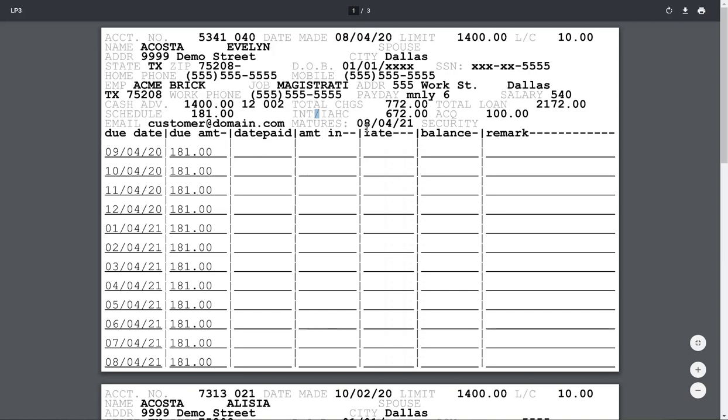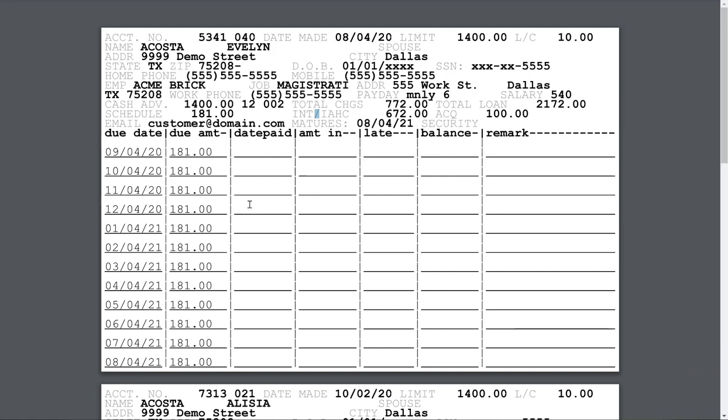So the loan matures. The last payment on the loan should be 8/4/2021. So over 12 months. These ledger cards have each month and what the monthly payment is. Allows you to enter in manually the date they paid, amount, whether or not they were late, balance, and any other remarks. This is how companies used to give loans and keep track of loans manually before software was developed to keep track of the loans.